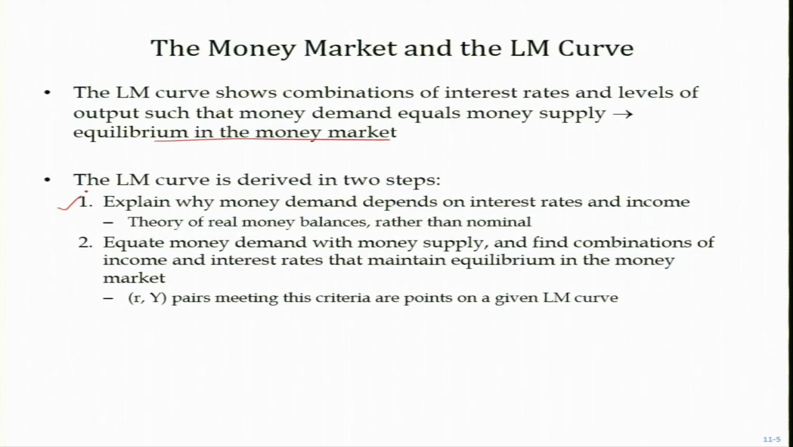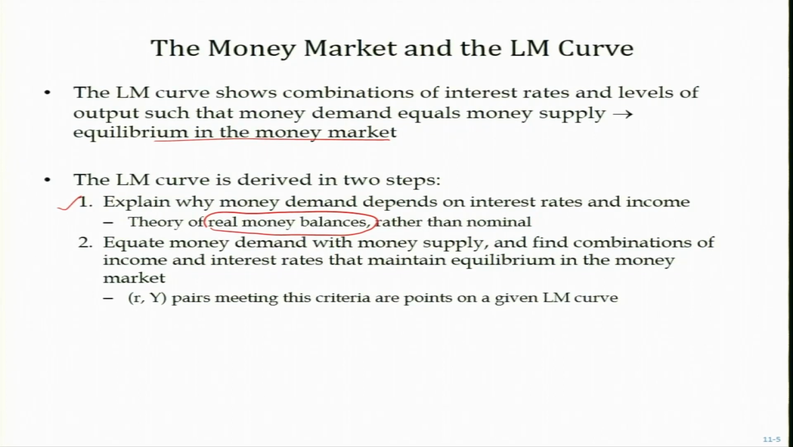First, we explain why money demand depends on interest rates and income. This is also called the theory of real money balances rather than nominal. People demand money not just for the sake of demanding money, but for the purchasing power, the real money balances, what they can do with that money. So that means the real purchasing power; that is the theory of real money balances.